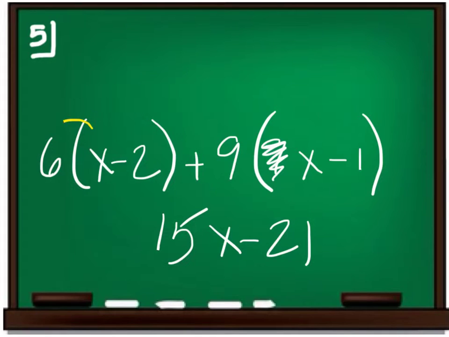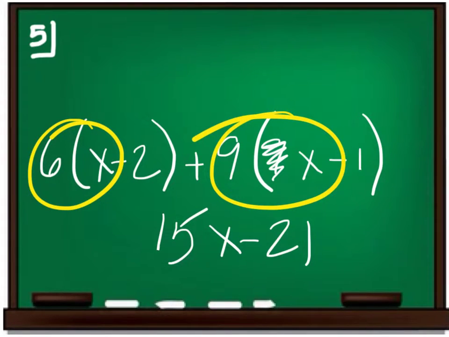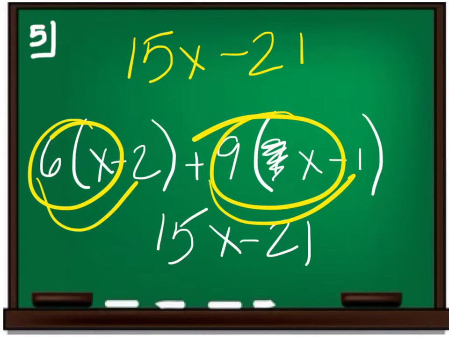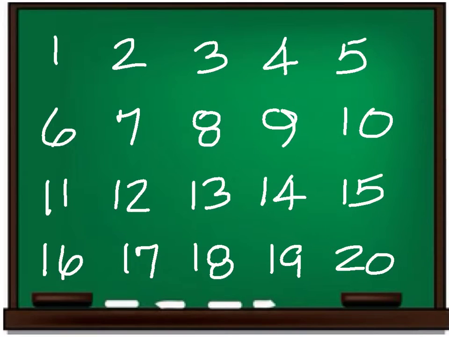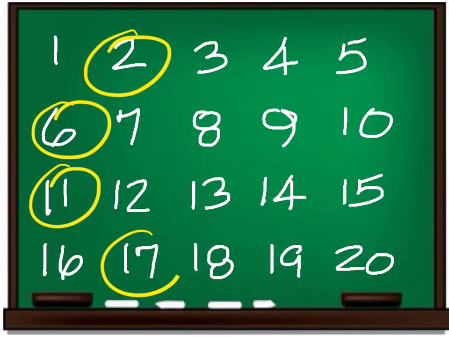The shortcut is this. 6x plus 9x is 15x. Negative 12, negative 9, negative 21. Winning numbers are 2, 6, 11, 17, and 20.